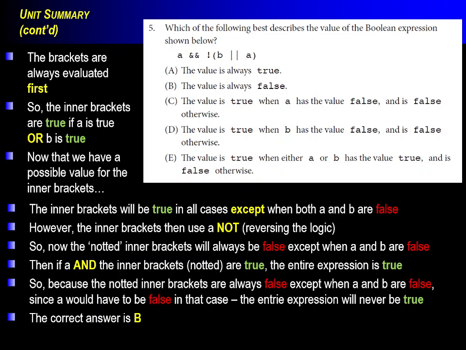So this is where you're getting confused with all these words. Then we use an and with A and that. With the inner brackets notted, the entire expression is true only if the notted inner brackets are true, which happens only when A and B are both false. Since A would have to be false in that case, the entire expression basically will never be true. So the correct answer in this case is B. This weird expression will always be false. Okay?